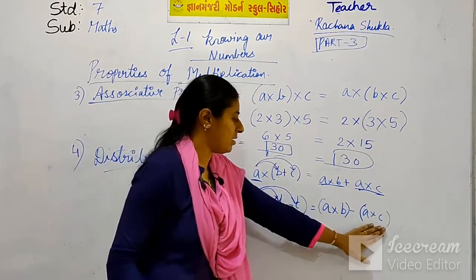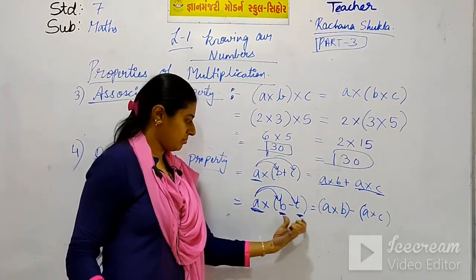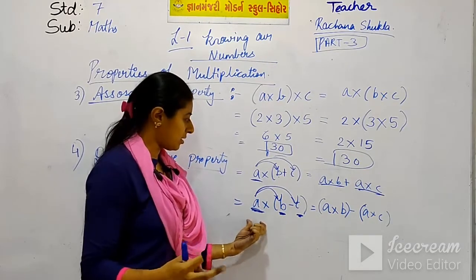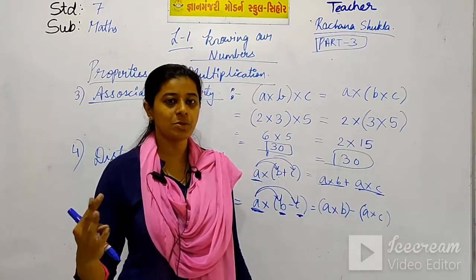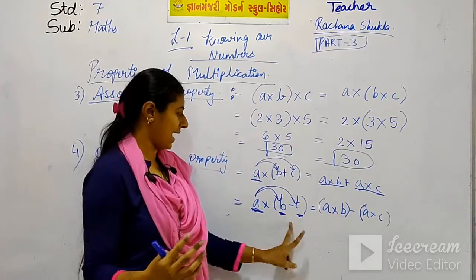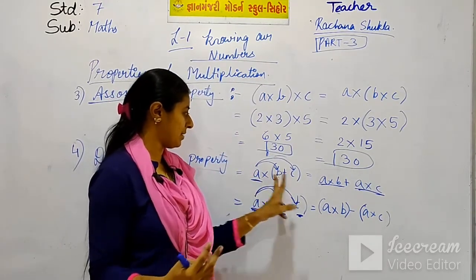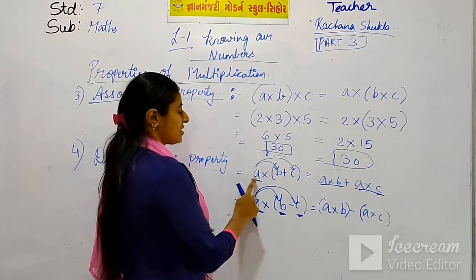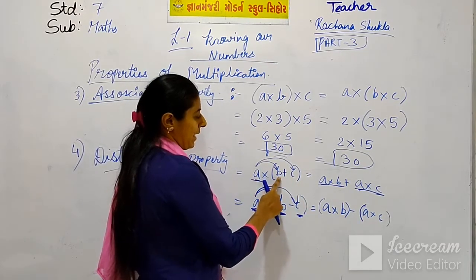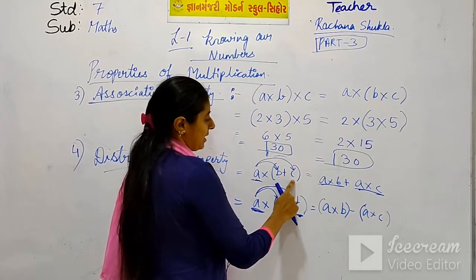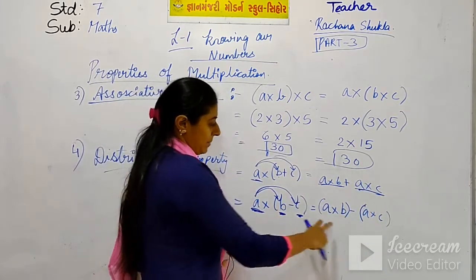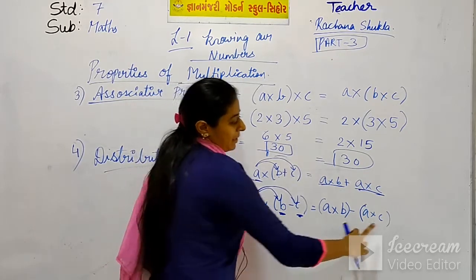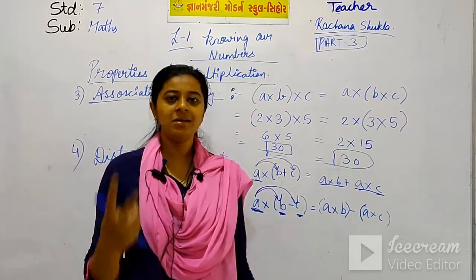Why A into C? Same mother, two children. Your mother will go with your brother or sister to his or her classroom. So one mother and two children. Here also, one mother and two children. A will be multiplied by B and A will be multiplied by C.